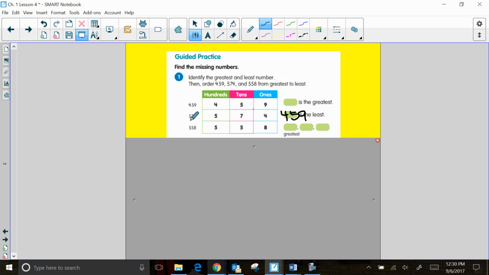Now, when I look for the next number, we're looking for the greatest, the biggest. When I'm comparing my hundreds place, I notice that these are both 500 and 500. So just like we learned in lesson 3, we have to go over to our tens place to compare those numbers. In our tens place, the digit 7, meaning 70, is there, and the digit 5 for 50. I know that 70 is greater than 50, so 574 is my greatest number.